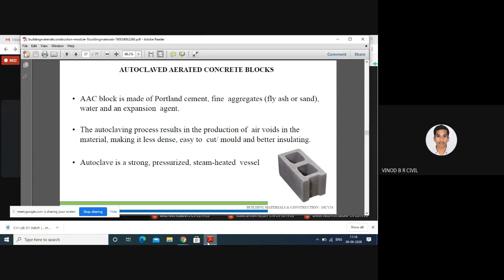And autoclave is a strong pressurized and steam heated vessel. Here density is less and we are using air void material, but we can't come to the conclusion that it is not strong. Autoclaved materials are also strong, high density, and hardness is also there. We are using pressurized steam, which is also one of the equipments. With high pressure they cast the cement concrete, nothing but an autoclaved aerated concrete block.